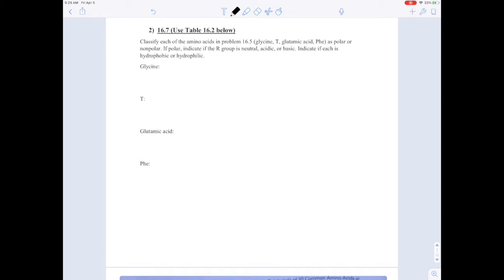Chapter 16, question 2 asks you to classify each of the following amino acids, glycine, Thr, glutamic acid, and Phe, as polar or nonpolar. So that will be our first distinction. Is it nonpolar or is it polar?